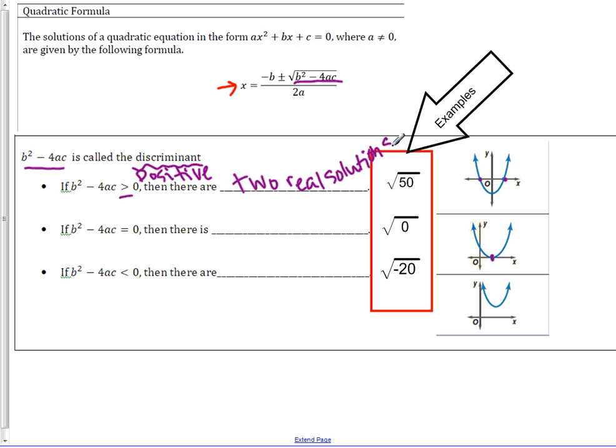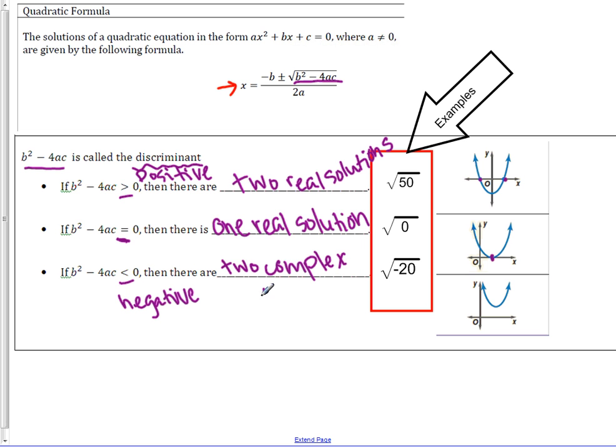If the discriminant is equal to 0, that means that we have 1 real solution. And it's when the discriminant is less than 0 or negative that we get 2 complex solutions. Those are the ones that are going to have those i's involved. Okay, with i.